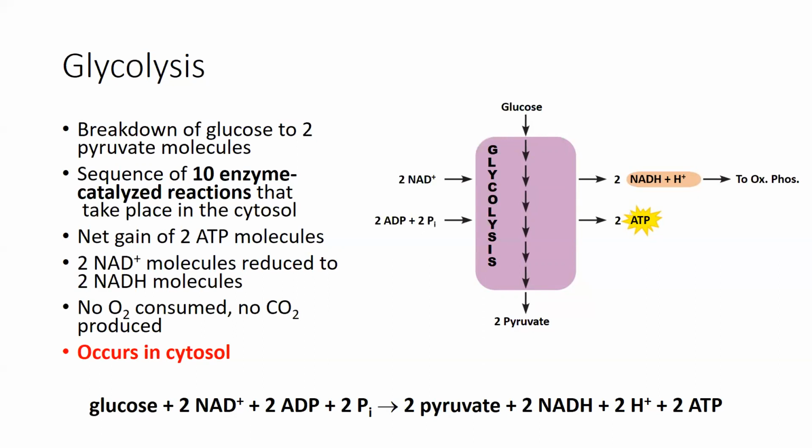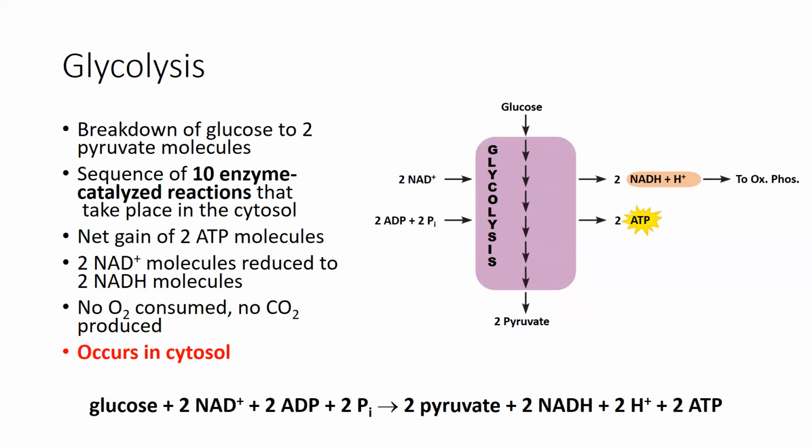Does anyone remember what a reduction reaction entails, or what happens with a reduction reaction as opposed to an oxidation reaction? So if you remember the mnemonic OIL, oxidation is loss and reduction is gain, right? To reduce NAD+ is to actually gain electrons. So basically this is nothing more than NAD+ taking up 2 electrons. And we'll talk about why that becomes very important later on.